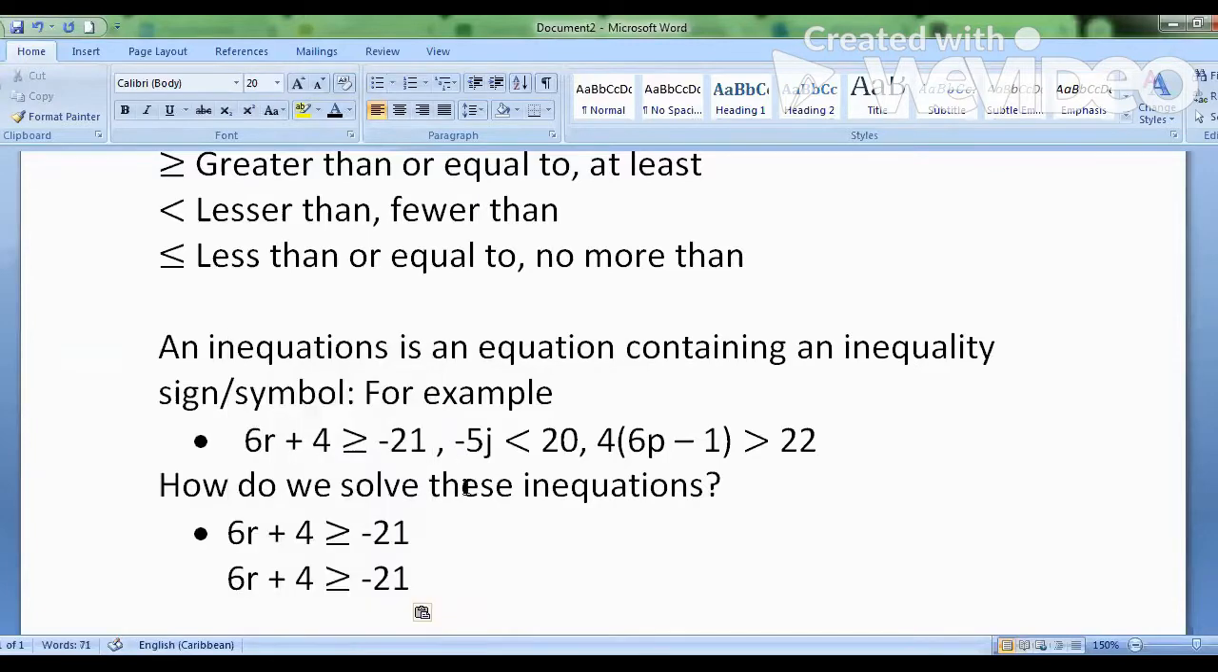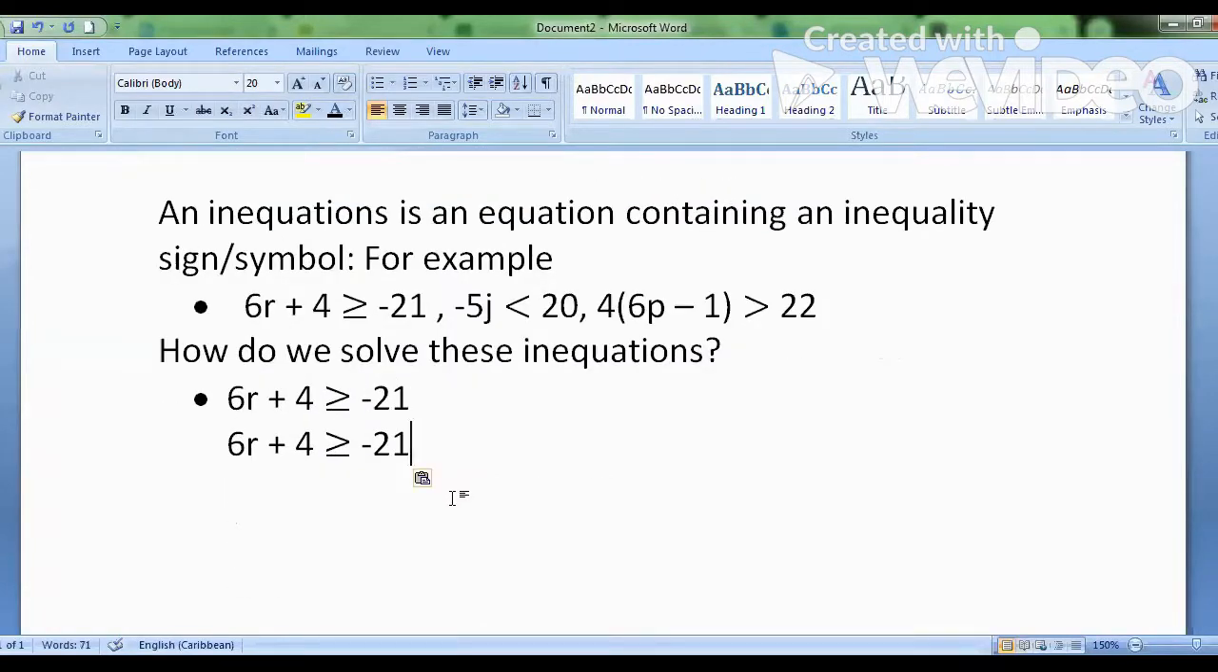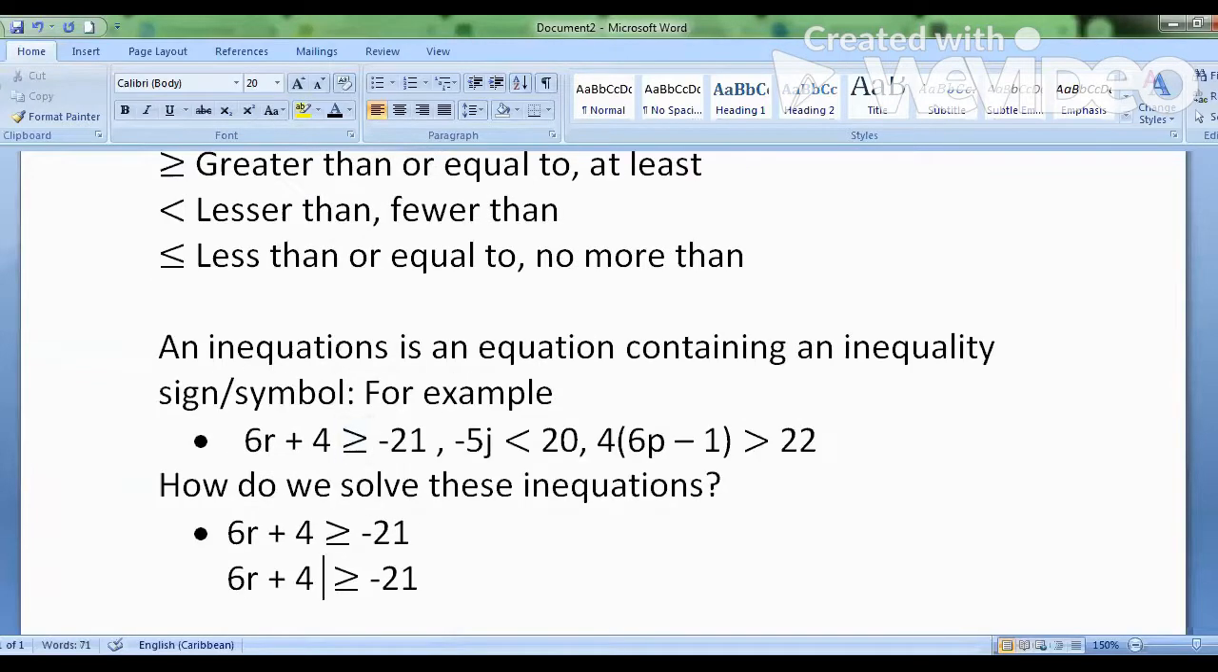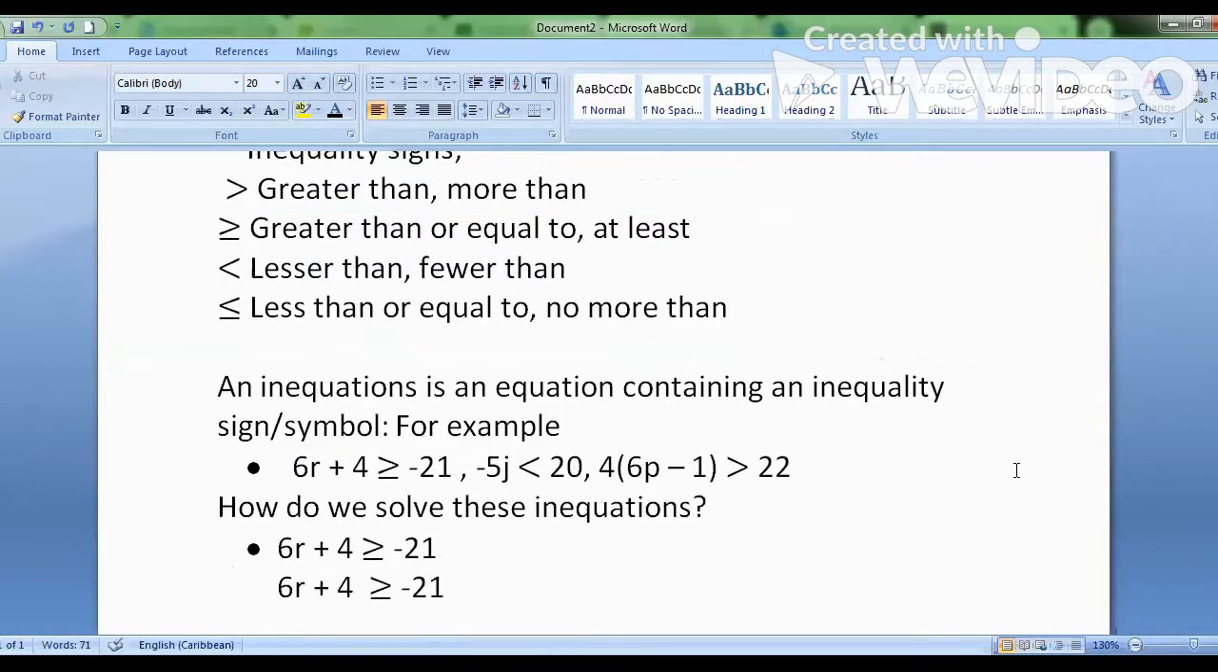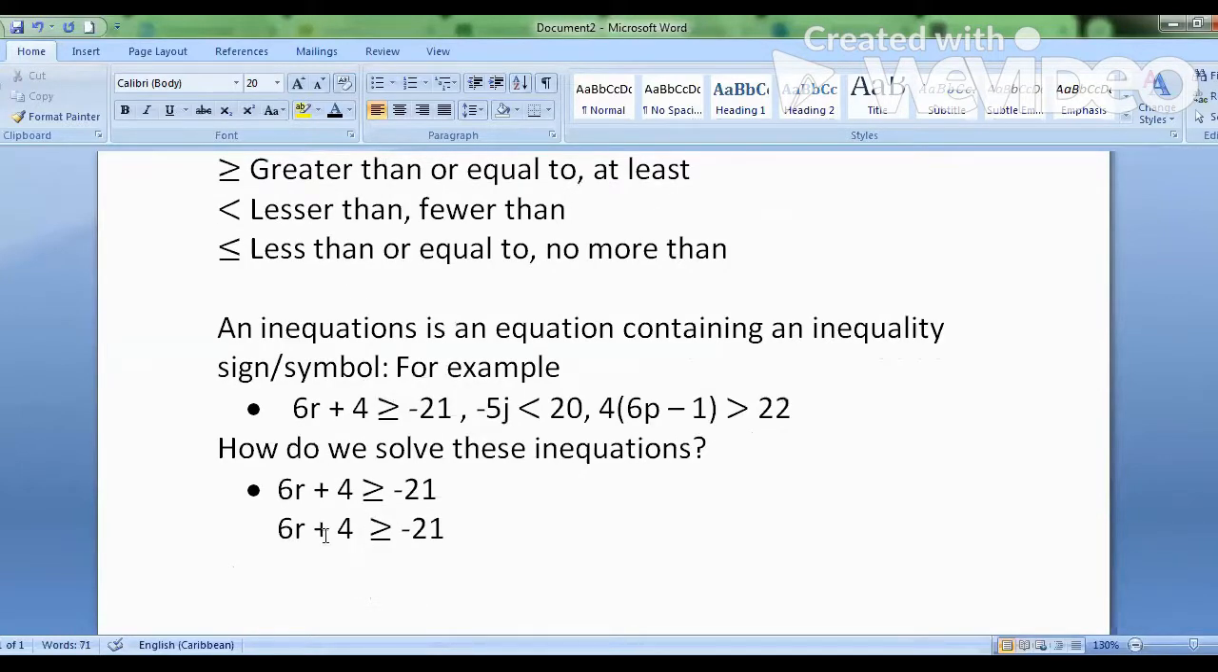If this was a regular equation, what would you do to start solving this? We want R, right? What would we do to this equation? How do we solve this? By subtracting 4 from the left. And if you subtract 4 from the left, you have to do the same to the right. And this will go away. Same way, guys. There's nothing different. So we're left with 6R.